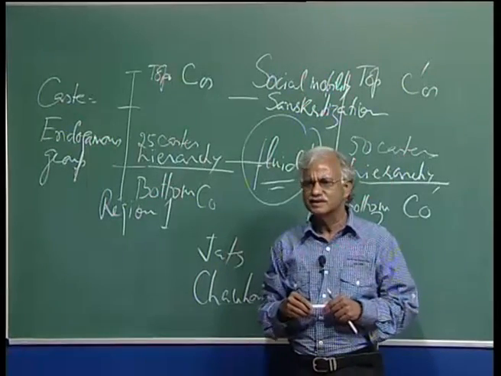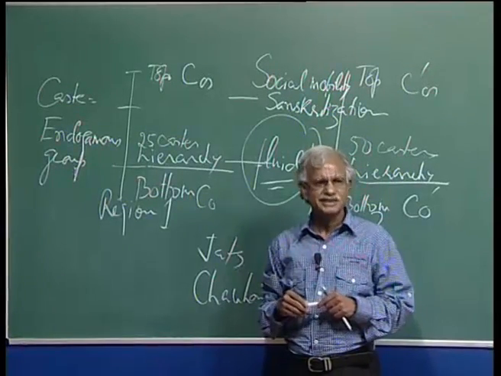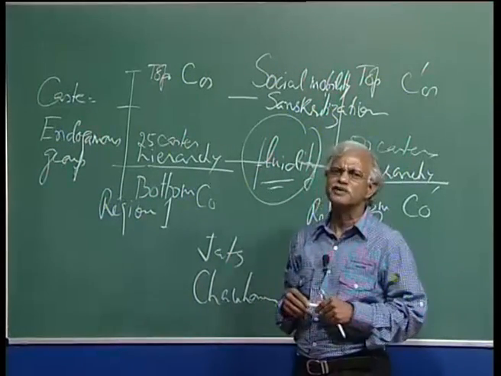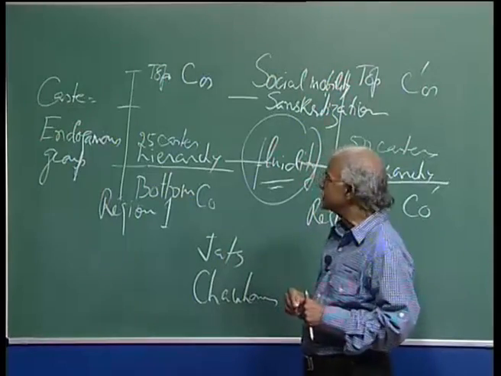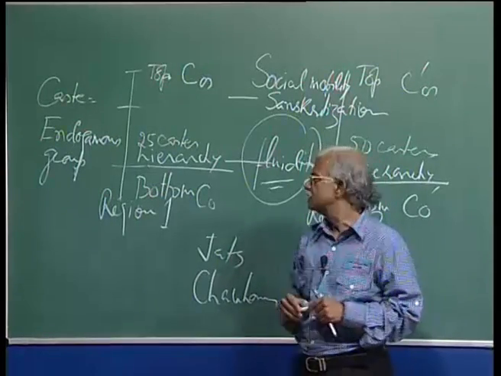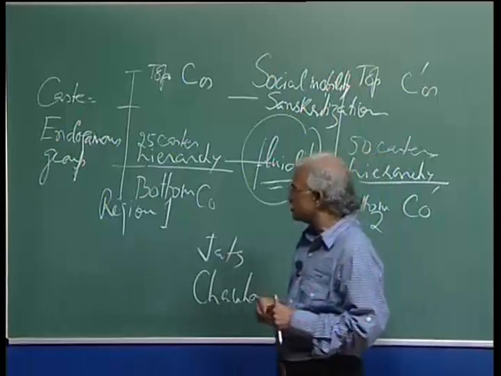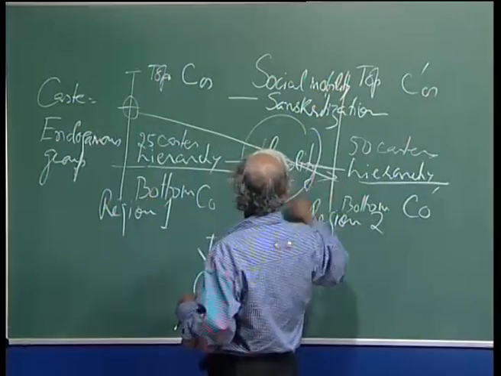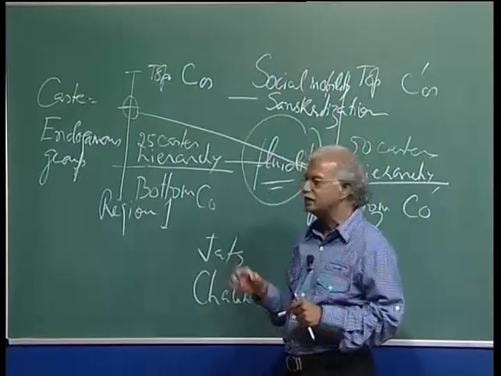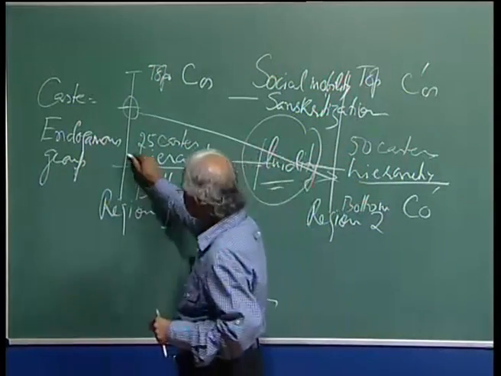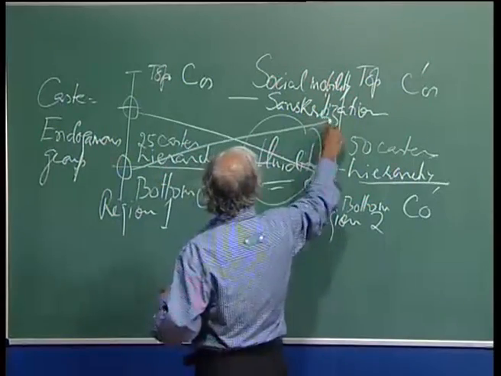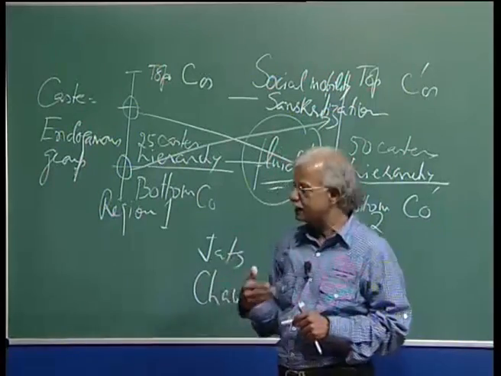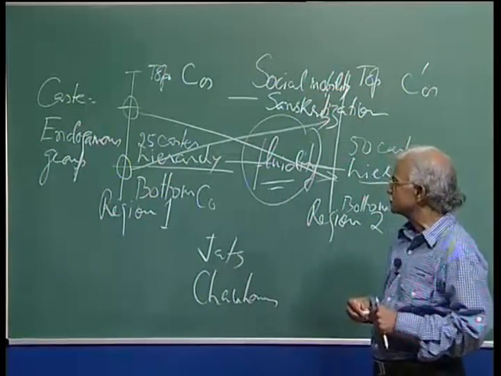Something which commissions like the backward classes commission in India try to do. Lots of problems will arise if you try to make an all India list of high and low caste. It is quite possible that a caste which is high in region 1 is at a much lower level in region 2. A caste which is at a lower level here is at a much higher level in region 2. That makes caste and caste mobility or Sanskritization a complex phenomenon.